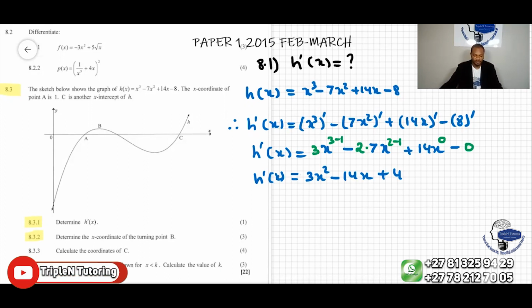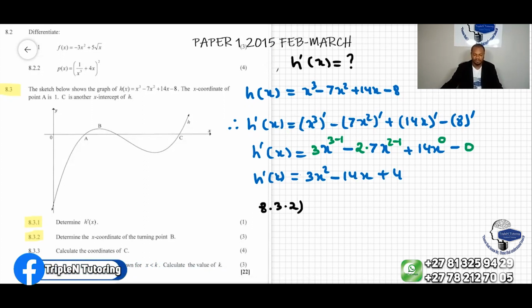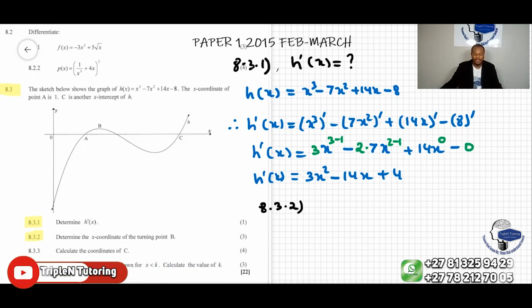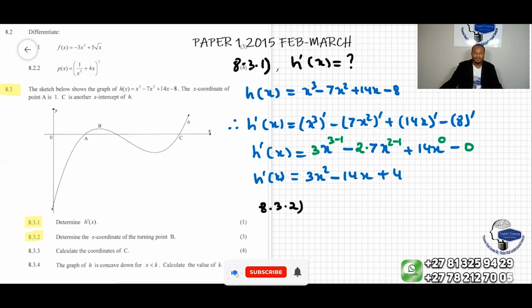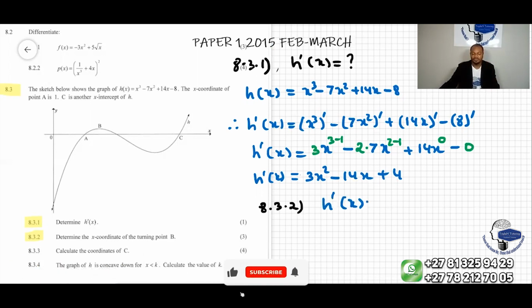All right, now the following question says 8.3.2. That was 8.3.1. The question is determine the x coordinate of the turning point of B. Okay. The turning point is actually when the first derivative of the function is equal to 0. So it's when h prime of x will be equal to 0.